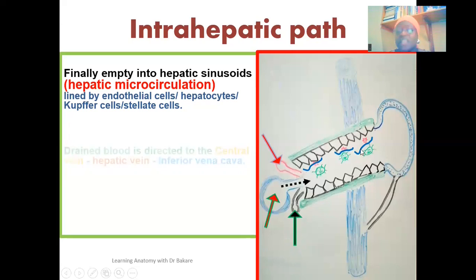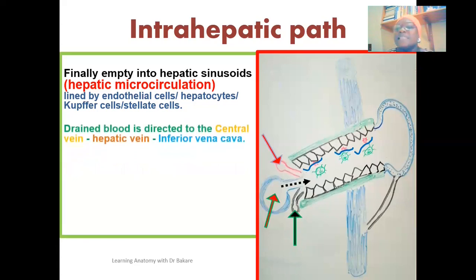And after which, the nutrient that is contained within the blood that the portal vein is bringing is taken up and used up by the liver cells. Also, the oxygenated blood that is being delivered by the hepatic artery is also being used up to carry out their metabolic activity. So what is now left is deoxygenated blood and also blood that is not rich in nutrients.